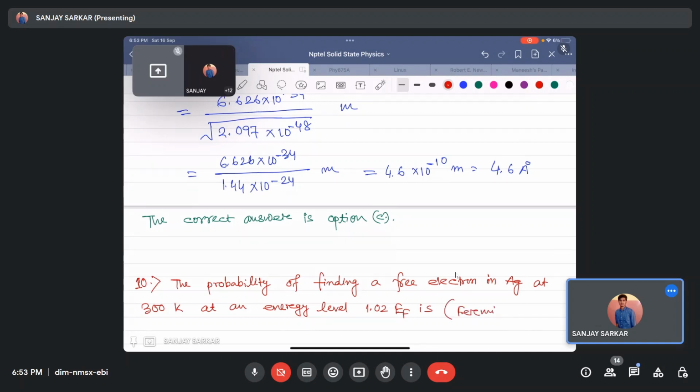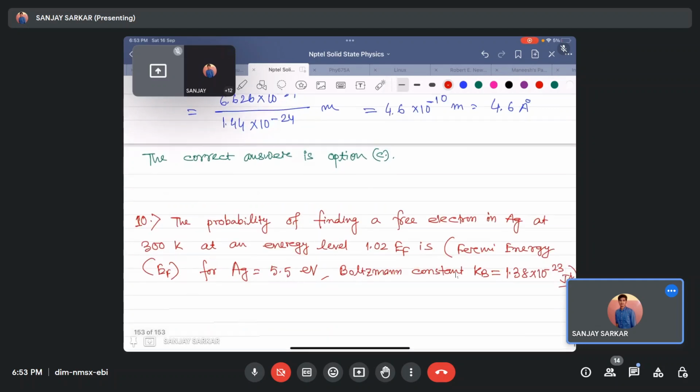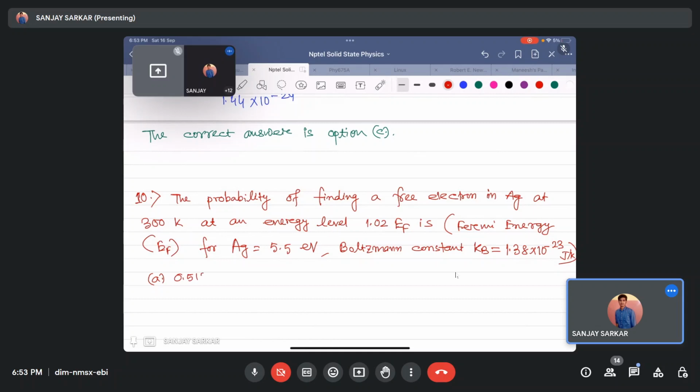Fermi energy EF for Ag is 5.5 electron volt and Boltzmann constant kB is equal to 1.38 into 10 to the power minus 23 joule per Kelvin, and the options are A is 0.512, option B 0.117, option C is 0.014, and option D is 0.005. So can you calculate the occupancy and let me know.